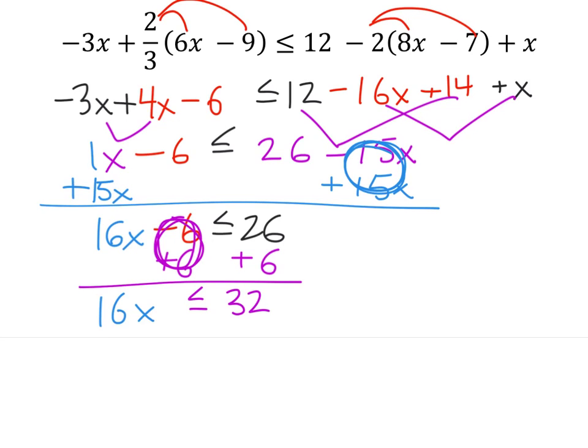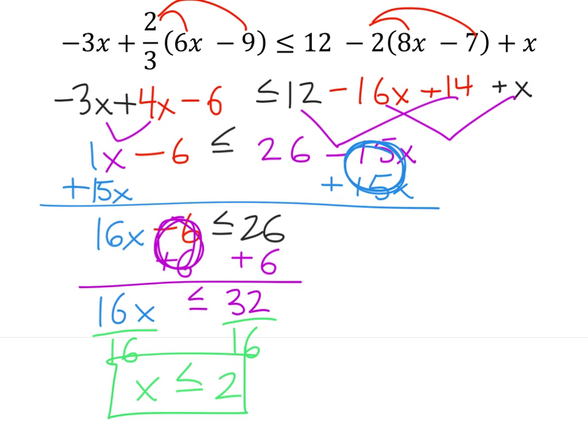Now what we'll want to do is divide both sides by 16 and would find that x is less than or equal to 2. So once again, at this point I would want to check the coefficient of x, which here is a positive 16, so it's not going to affect the direction of the inequality. It's going to stay the same, which it did. And that would be our answer, but of course we would want to check this.